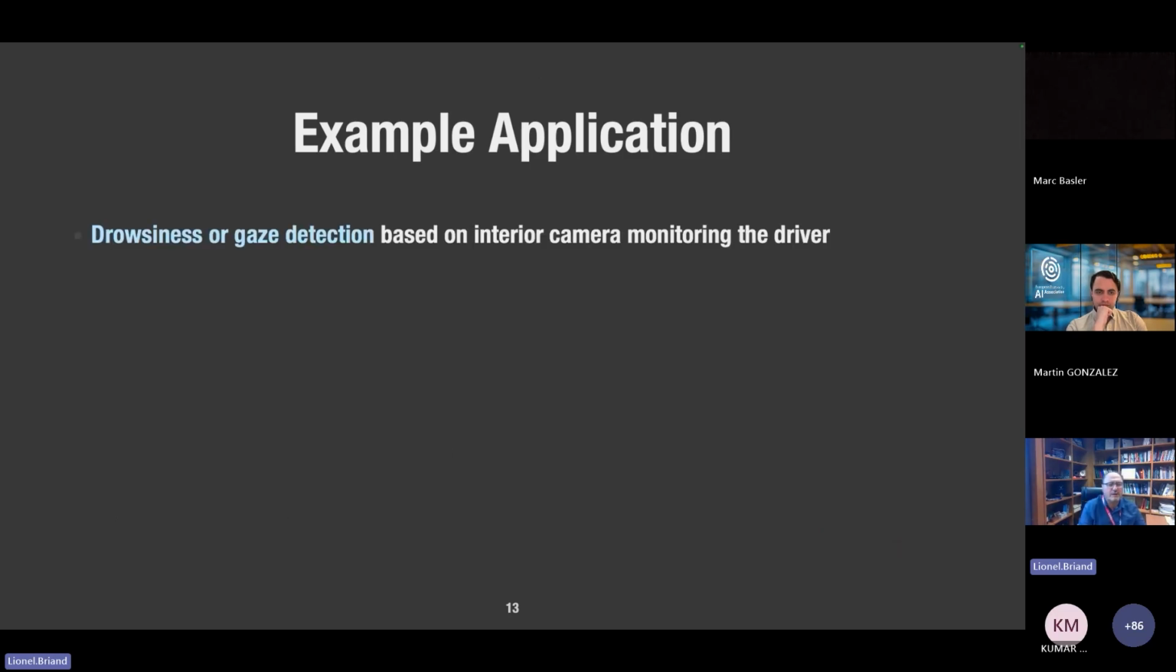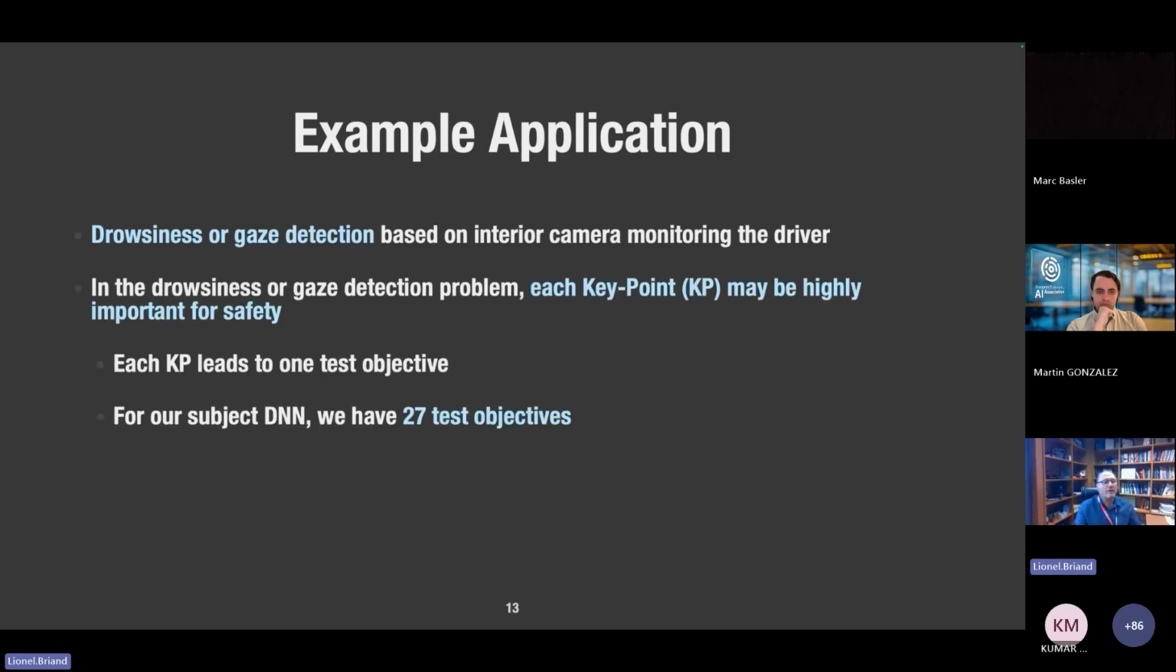Example applications are drowsiness detection of the driver or gaze detection based on the interior camera. Therefore, when we are testing such a DNN, each key point is important, maybe important for safety. And each key point is a test objective. So in that particular case, we had 27 key points, so 27 test objectives for which we could try to find images that fail in terms of key point prediction.